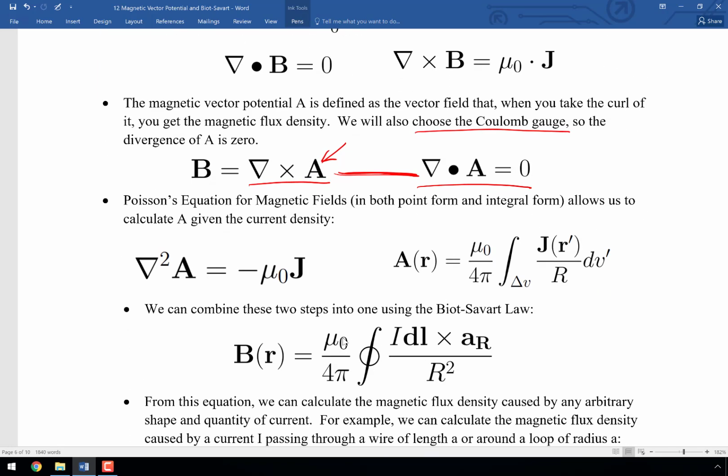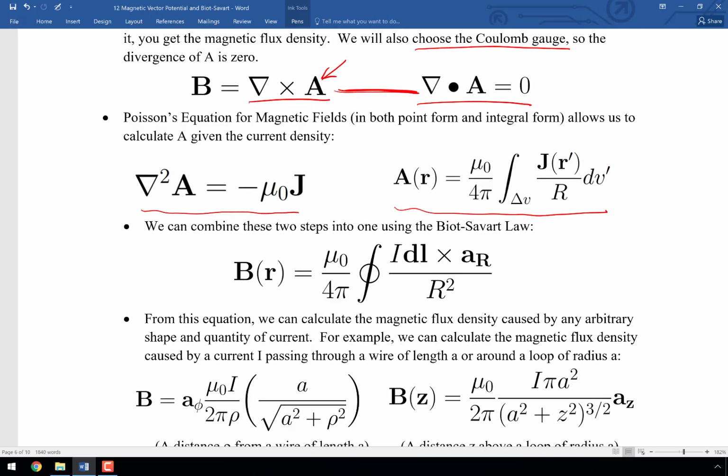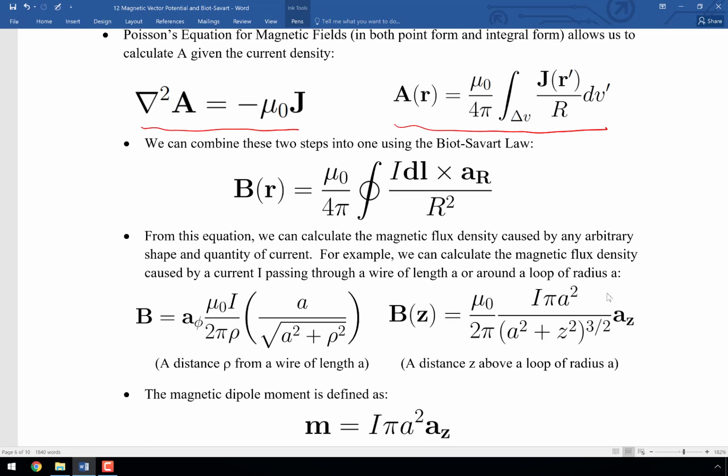From that, we can get Poisson's equation for magnetic fields. That's my name for it. I don't know that other people tend to call it that. We end up with this expression, which we can have in point form and in integral form. We can do a little bit more work and combine those 2 steps into 1 step, and call that the Biot-Savart law. The Biot-Savart law can then be used to solve any arbitrary problem of currents flowing in an arbitrary shape surrounding a particular point.